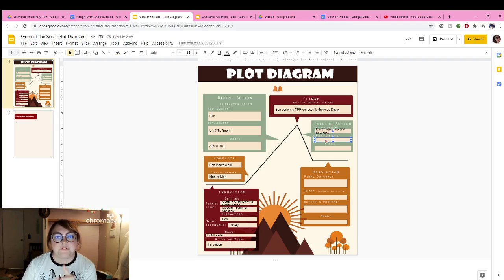What are the resulting events? So this is a scary story. So scary stories don't end well. So the resulting events is that Davy is saved, but Ben is dragged back into the ocean. And the mood is very tense.